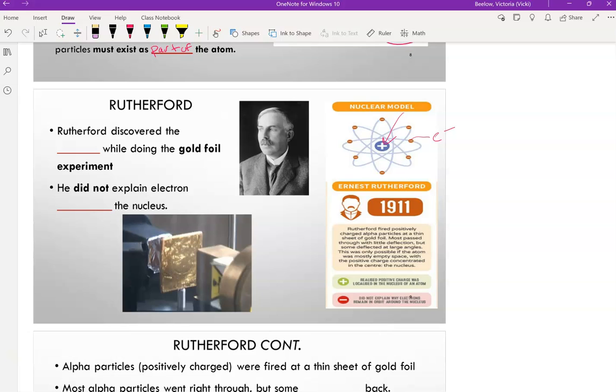Now, Rutherford discovered the nucleus while doing what's called his gold foil experiment. He, however, isn't explaining for the electron orbiting the nucleus. So he just said it was kind of like a random pattern of the electrons going around the nucleus. So this gold foil experiment, what is it?